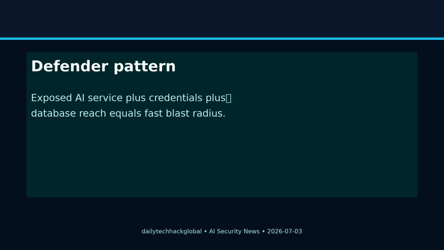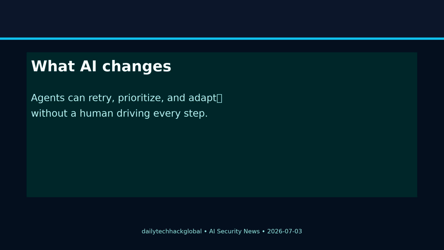The defender pattern is what matters: an exposed AI workflow service, useful credentials, database reach, and an automated loop that can retry, prioritize, and adapt faster than a human operator manually babysitting every branch. AI does not magically create access, but it can compress the time from a known vulnerable service to business impact.